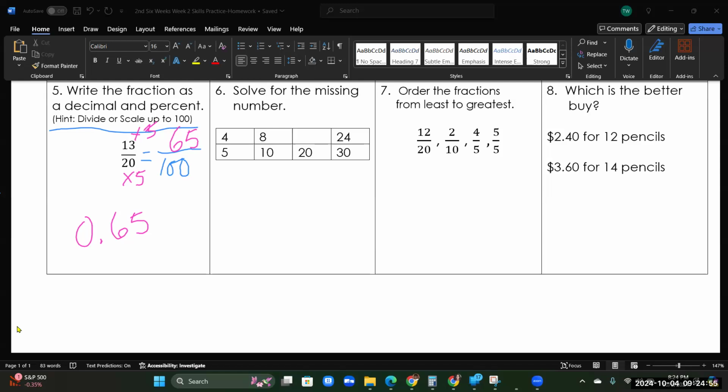All right, number 6 says solve for the missing number. In order to get the missing number, you pay attention to those equivalent fractions. We see that 5 times 2 is 10 and 4 times 2 is 8. So we'll do the same with 20. 5 times 4 is 20. So then 4 times 4 would give us 16.